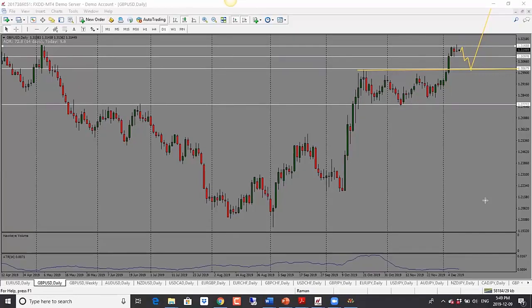So bias here is to the downside. 1.3100 is the first target. 1.3020 is the second target here for pound dollar.